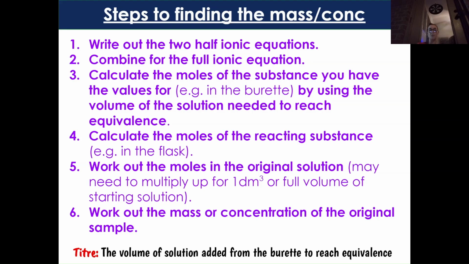Then you could work out the moles in your original solution, because you could have diluted something in your Erlenmeyer flask, so you have to multiply by a ratio, a dilution factor. And then you're going to either work out the concentration by dividing by the volume that was in your Erlenmeyer flask, or your original volume of solution if you diluted it. Or you can figure out the mass of something by finding the moles and then multiplying by the molar mass in order to get the grams, or the mass of whatever it is you're looking for. And don't forget that the amount of solution that is added from the burette to reach equivalence is called the titer.